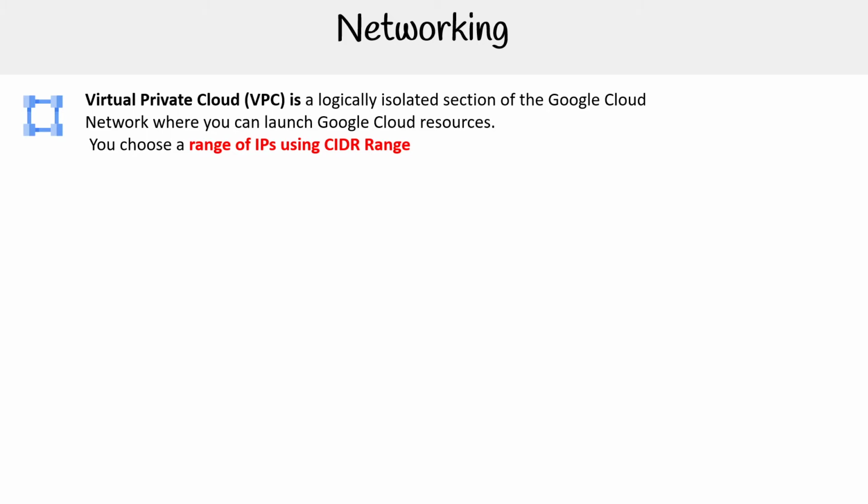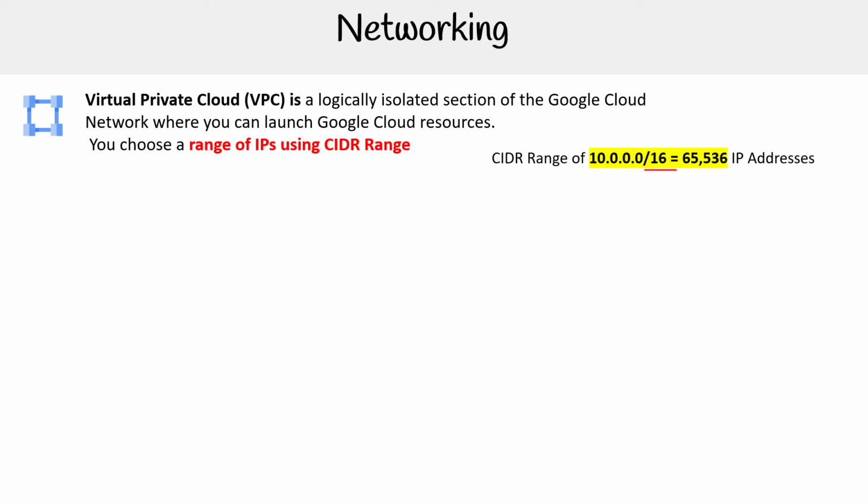So the most important service to talk about is Virtual Private Cloud, VPC. It is a logically isolated section of the Google Cloud Network where you can launch Google Cloud resources. Once you have your slice of the network, the amount of resources you can launch is based on how many available IP addresses, and that's determined by CIDR range. CIDR range, or CIDR notation, is a format that looks kind of like an IP address. It has this forward slash on the end, and that is what determines how many available IP addresses there are. If you have 65,000, that means you can launch pretty much 65,000 virtual machines.